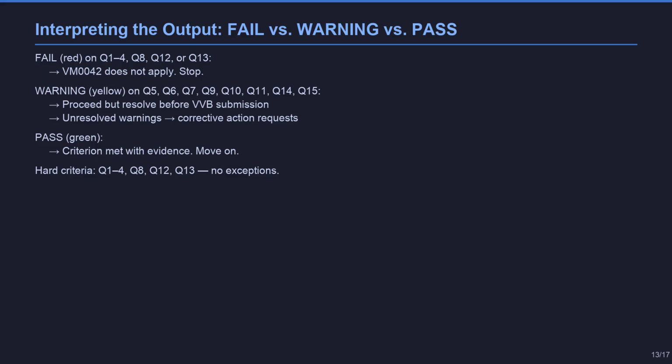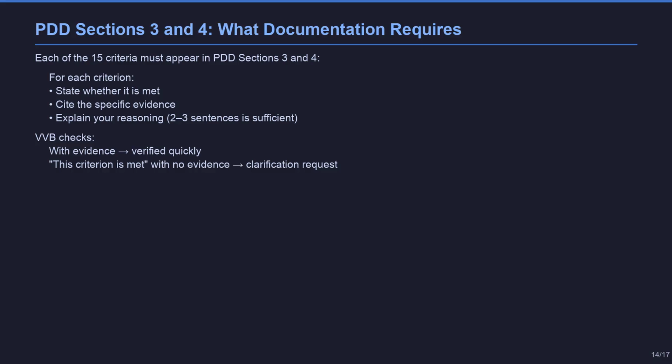A yellow warning on the softer criteria means proceed, but address the issue before the PDD goes to the VVB. Unresolved warnings become corrective action requests during validation, which delays credit issuance. A green pass means the criterion is met with documented evidence. Move on. Whatever your result, the eligibility assessment itself needs to be documented in PDD sections 3 and 4.